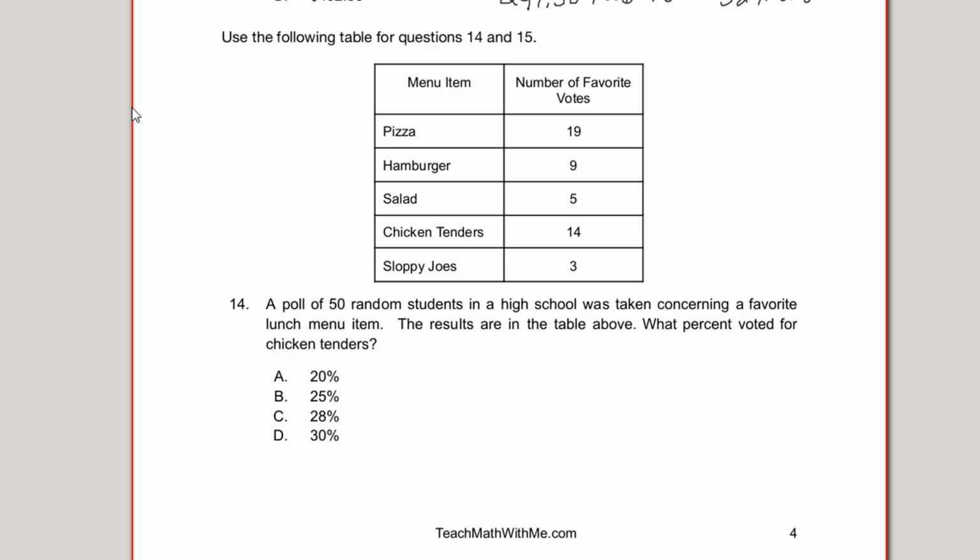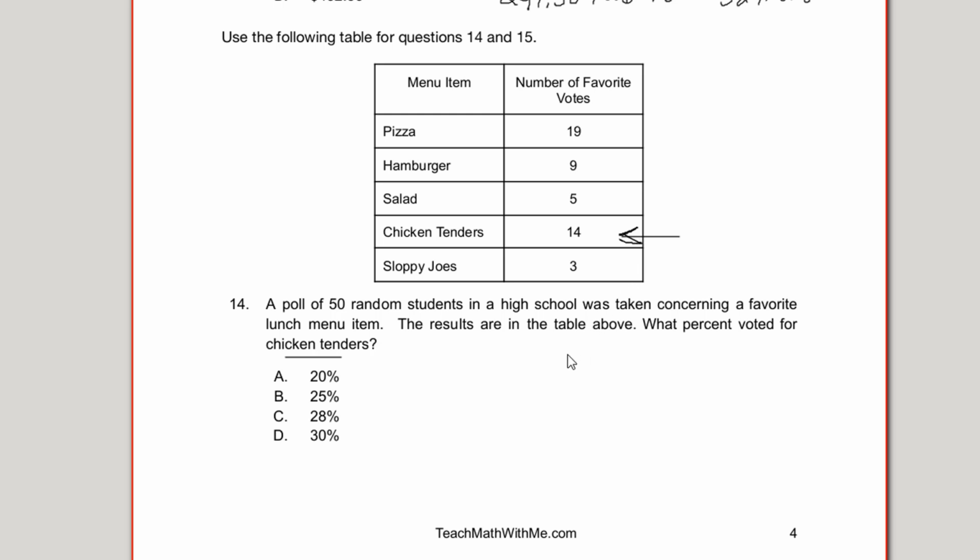For questions 14 and 15, it says we're going to use this table. A poll of 50 random students in a high school was taken concerning a favorite lunch menu item. The results are in the table above. What percent voted for chicken tenders? So let's find chicken tenders. It says they got 14 votes.